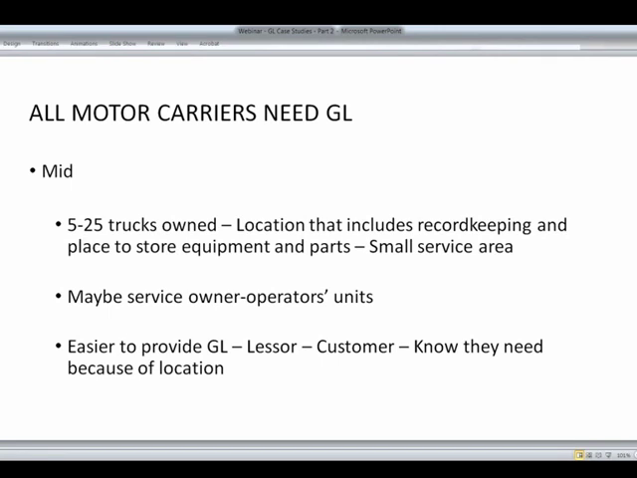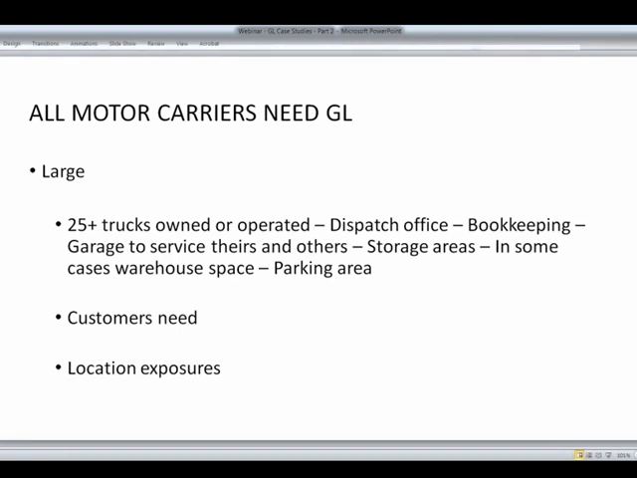Obviously, the larger risks, the 25 plus, will have a dispatcher office, a bookkeeping office, a garage to service their units, and other storage areas, in some cases a warehouse, and even parking spaces. They must have GL to meet their customers' needs. They cannot go on the premises of their customers without this coverage. We're going to talk in the last section about the concern of meeting customers' needs and the contractual coverage.